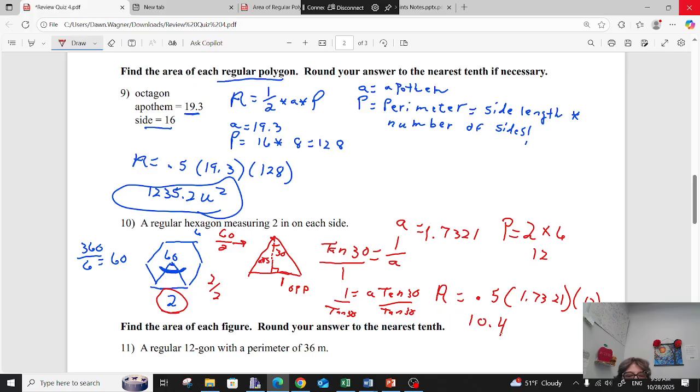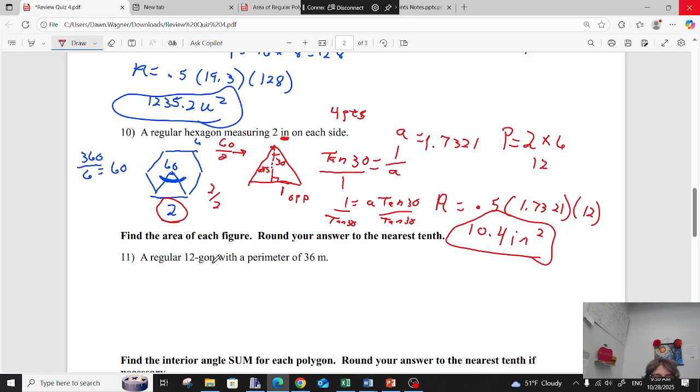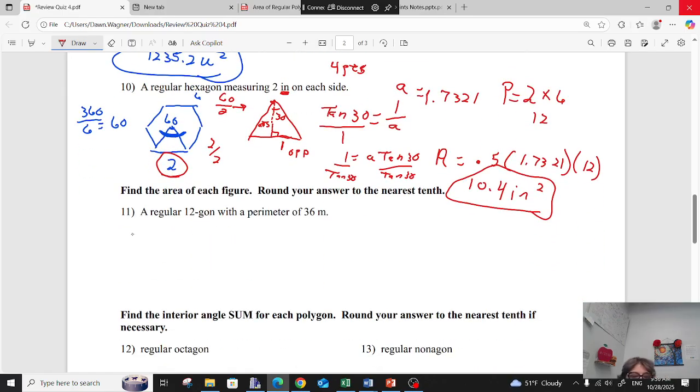And did it give us, oh, it gave us a unit. Inches squared. This is going to be 4 points. This one will be 2 points. Because this one I didn't have to find the apothem. This one I had to do a lot more work. Just so everybody knows about the grading. Okay? This is going to be another 4 points.